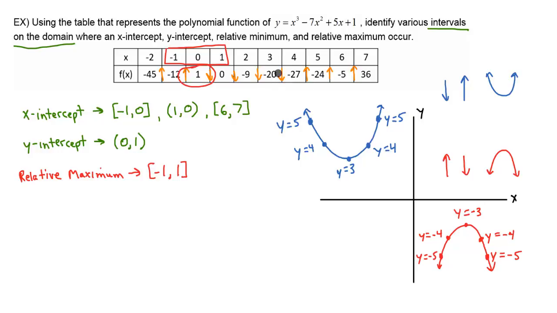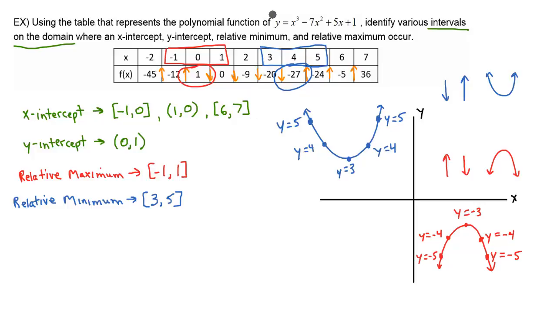The other area where we changed direction was right around here. We went from -20 down to -27, and that was all good. But from -27 to -24, we went back up. So this is going to be a change in direction that represents a relative minimum, because we were going downwards, and then all of a sudden we started to go back up, which would be this figure right here. And that interval is going to be from 3 to 5. So from x equals 3 to x equals 5, somewhere in that interval, is a relative minimum. So those are going to be all the key features that we could identify from the table.